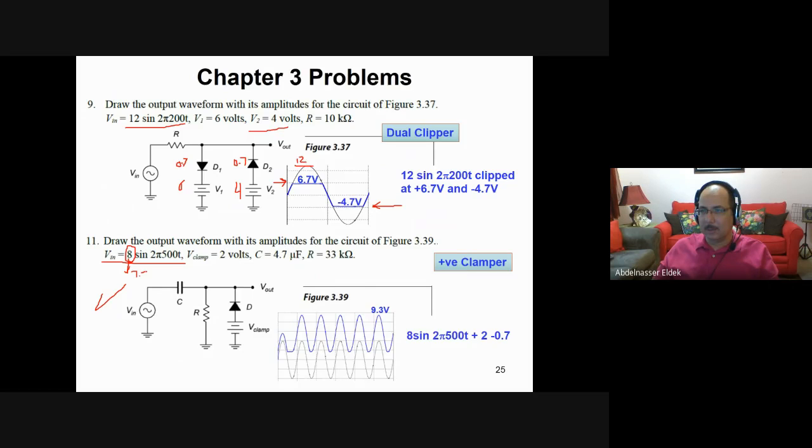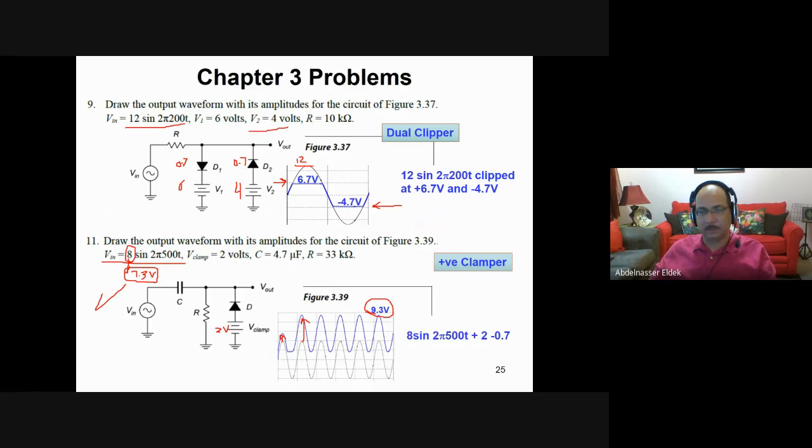Okay, 7.3 volt. But what? But we have a source here. Volt source. That's 2 volt. Okay, so it will not be clamped by 7.3. It will be clamped by 7.3 plus this 2 volt, which is 9.3. So everything you add a 2 volt here, and here you add a 9.3 volt.